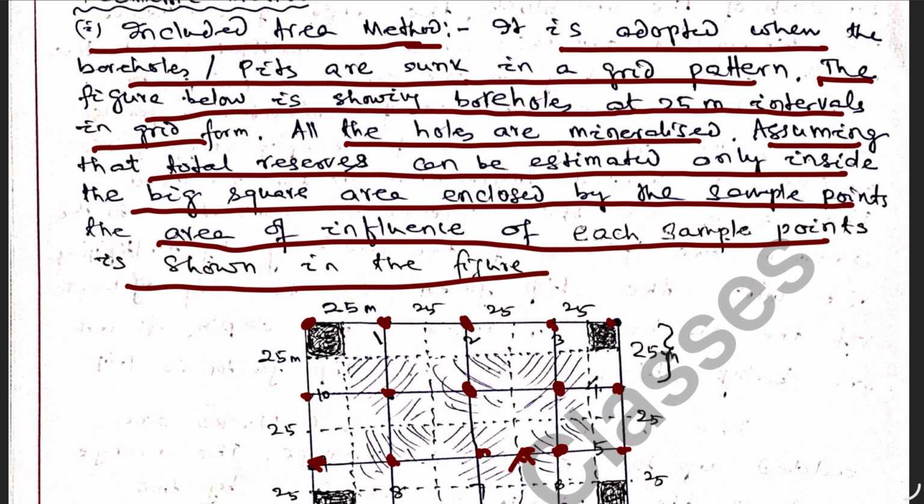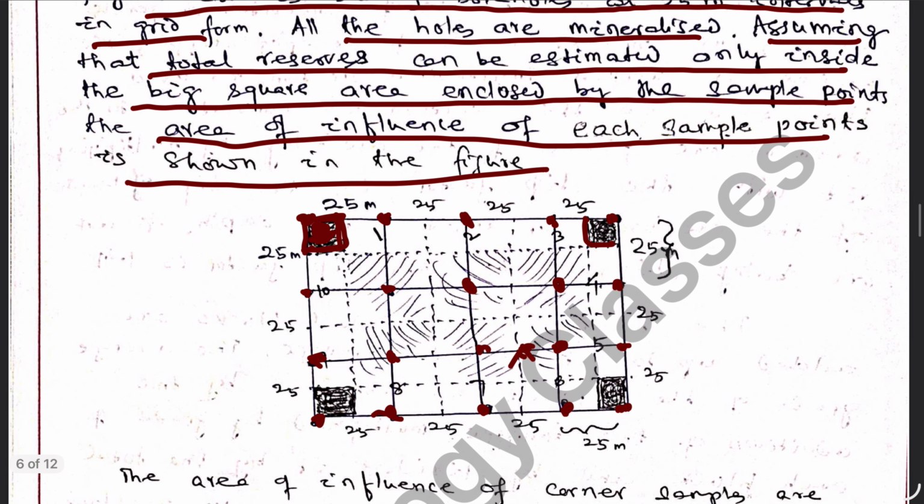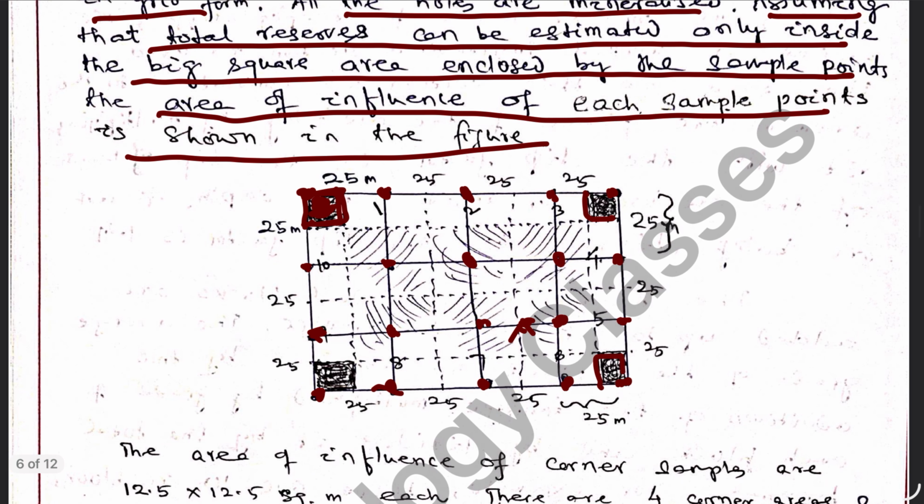This is the sample point. The area of influence is about 12.5 meters, and up to this 12.5 meters. So this is the area of influence, the total area of influence of this corner sample. The same thing happens in all the four corners. This is the area of influence.